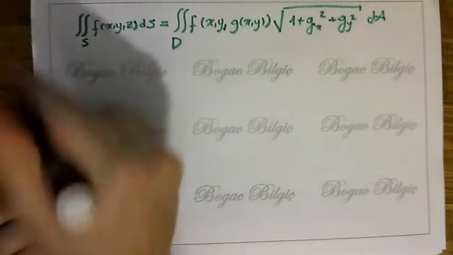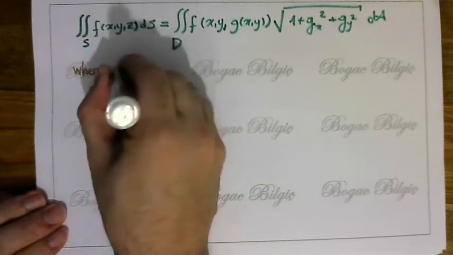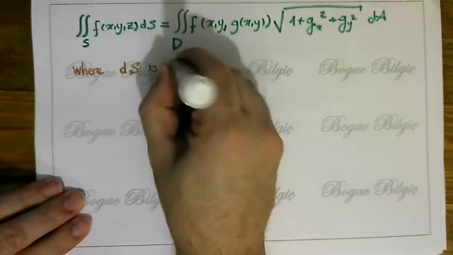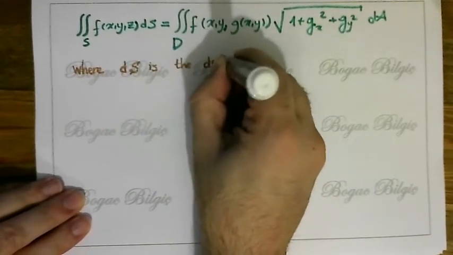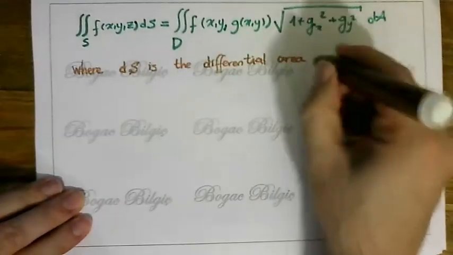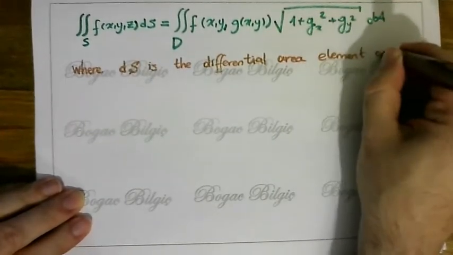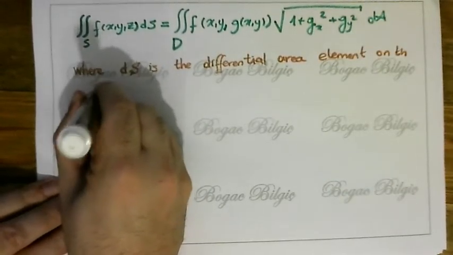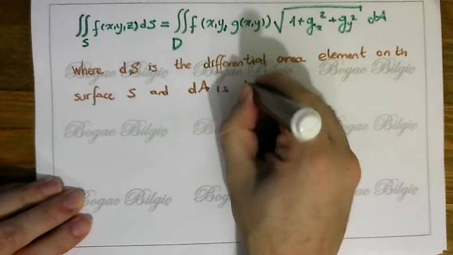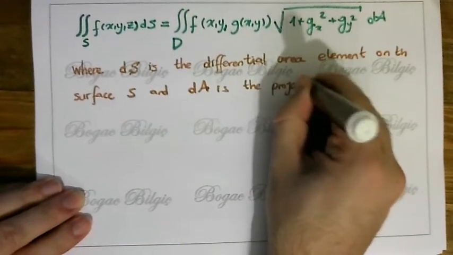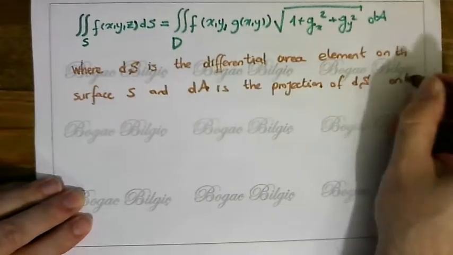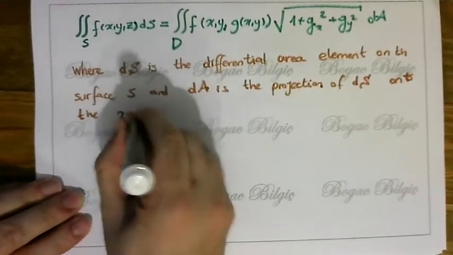where dS is the differential area element on the surface S, and dA is the projection of dS onto the xy plane.